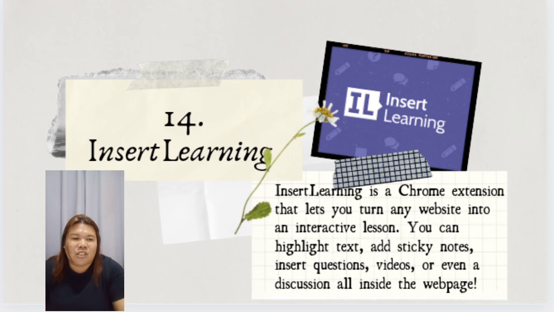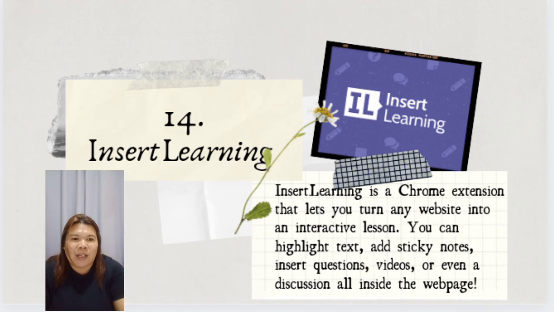Click on the extension button to make the toolbar appear. This button has the Insert Learning logo and is located at the top right of your window. To insert a question, click on the question icon on the toolbar and then click on a paragraph. How do I use the Insert Learning toolbar?